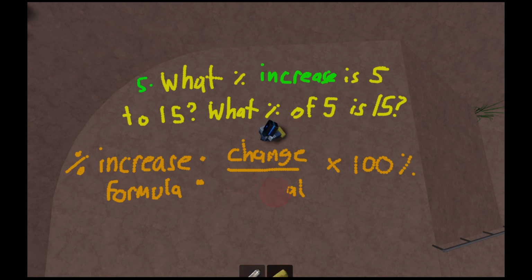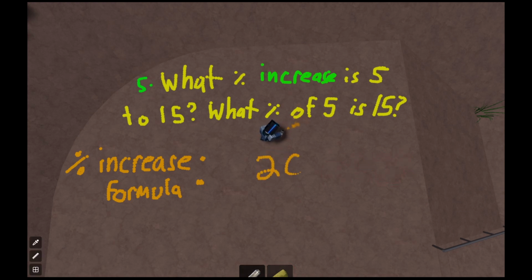So let's find these values. The initial amount was 5 because we started at 5. It says 5 to 15. So that's our starting value. For the change, you can just simply subtract the final number and the initial number. So this would be 15 minus 5. And 15 minus 5 is just 10. And then now, 10 divided by 5 is just 2. I was about to say 200. And then 2 times 100% will get you 200%. So this means that 5 to 15 is a 200% increase.